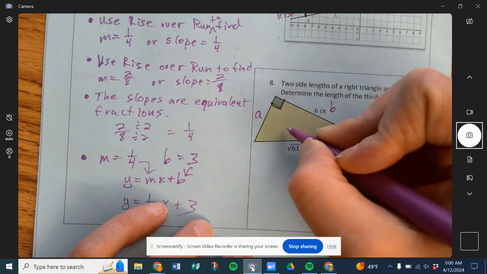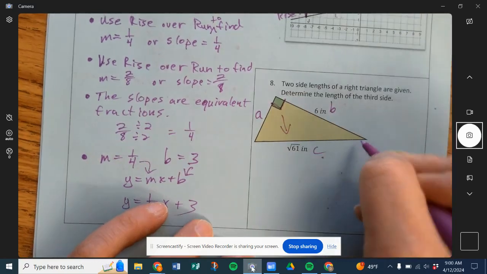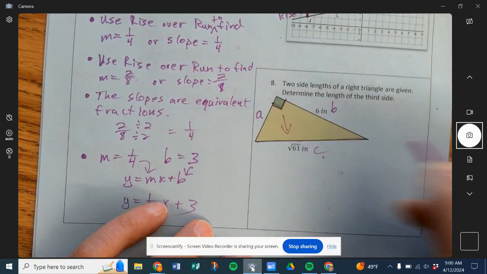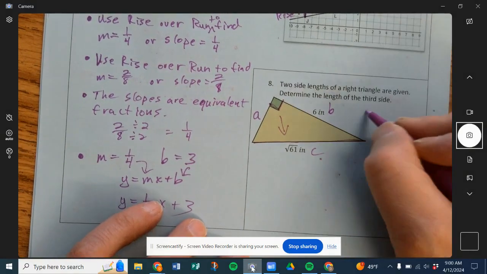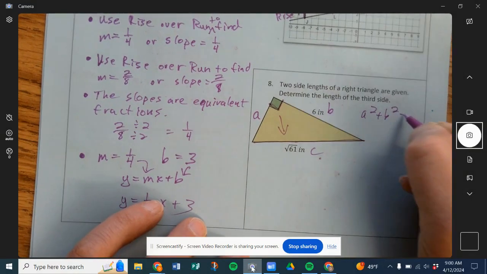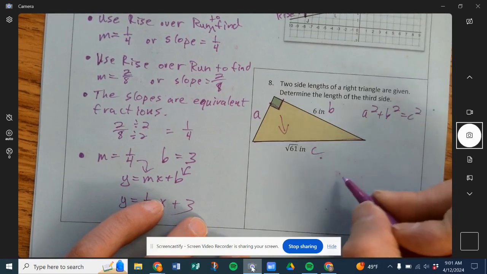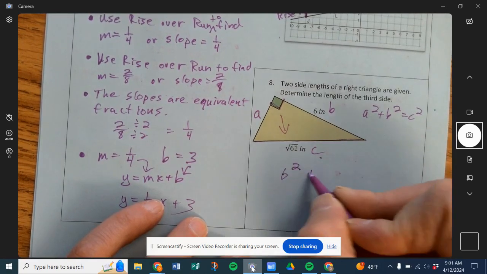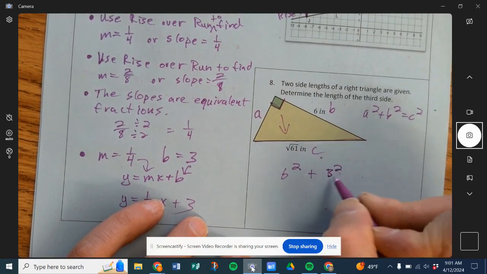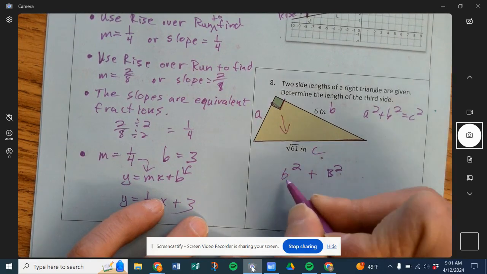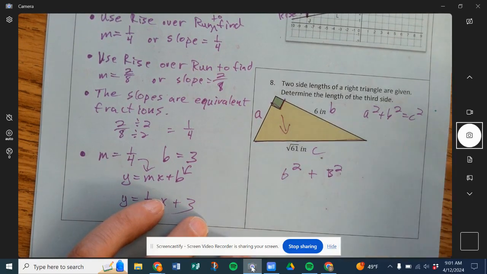My right angle is right here. I draw an arrow away from it. That's always the long side. That's always the hypotenuse. A squared plus B squared equals C squared. Right? You should have that burned into your brain at this point. It's going to be 6 squared plus, I'm going to actually change that to a capital B because my 6s tend to look like B's, right?